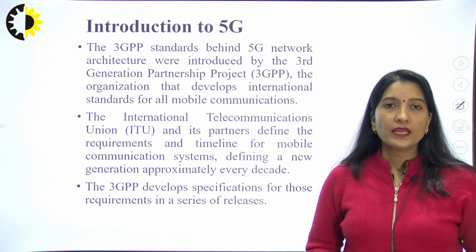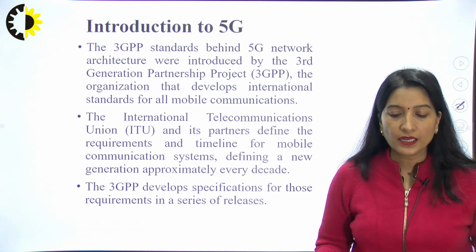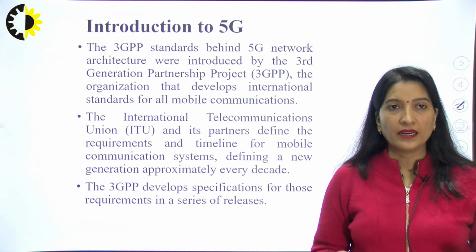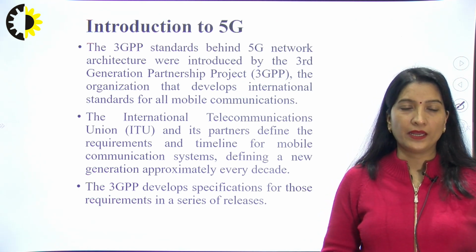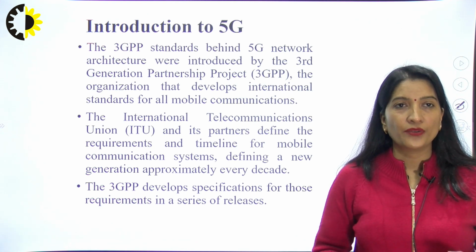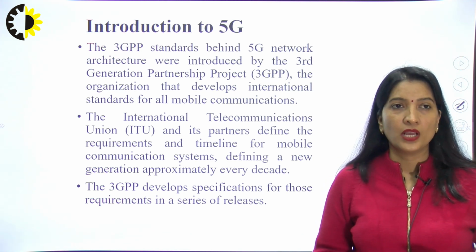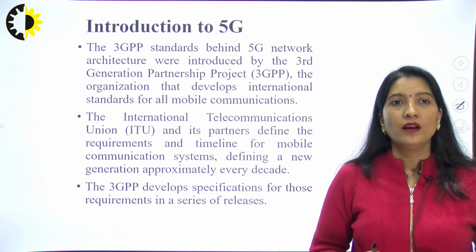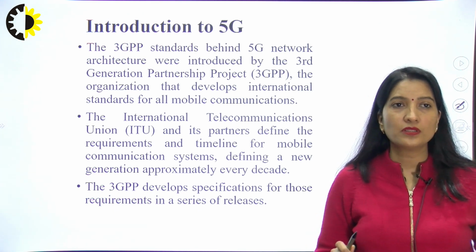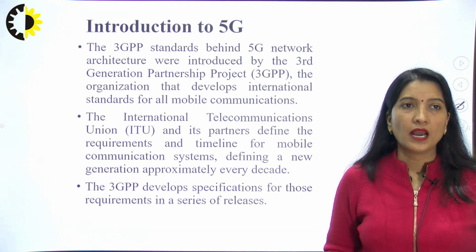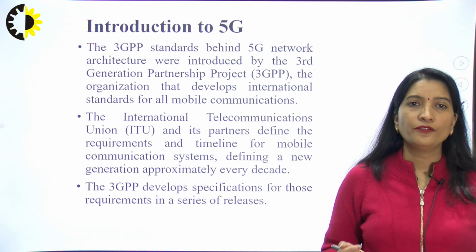And there is one organization known as the International Telecommunication Union, ITU, which basically decides the overall standards and specifications for mobile and wireless communication. It also provides the timeline for the start of a new generation, like second generation, third generation, fourth generation, fifth generation, likewise sixth generation. So it is the body regulating the complete standards, timelines, and specifications. All these things are controlled by the ITU. 3GPP develops specifications for those requirements in a series of releases.